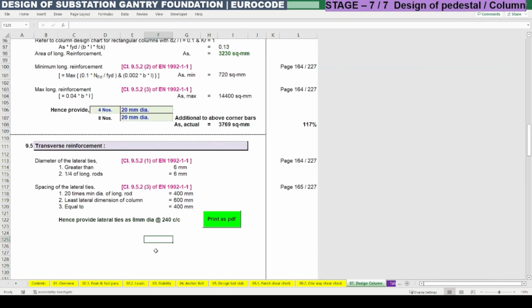With this, the design of gantry tower foundation using Eurocode is completed.